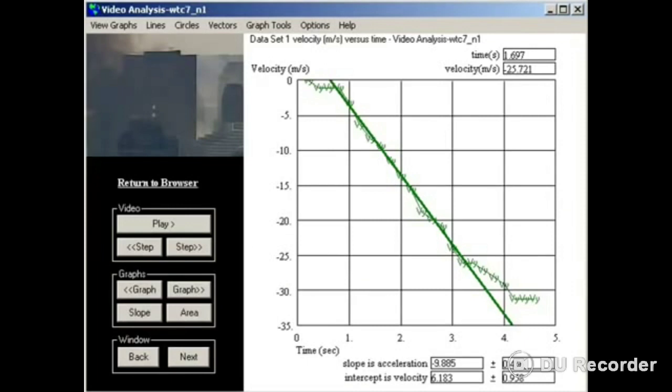The evidence shows that free fall actually occurred, but since their computer modeling could not come up with a scenario that would allow for free fall, they had to declare free fall out of bounds and try to cover up the evidence.